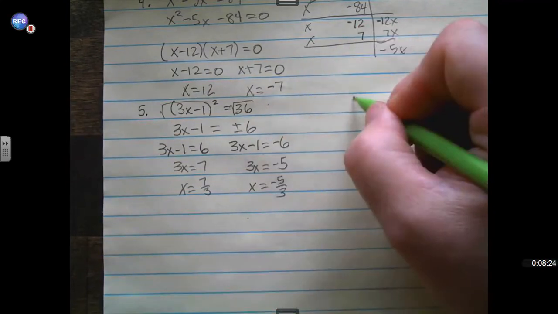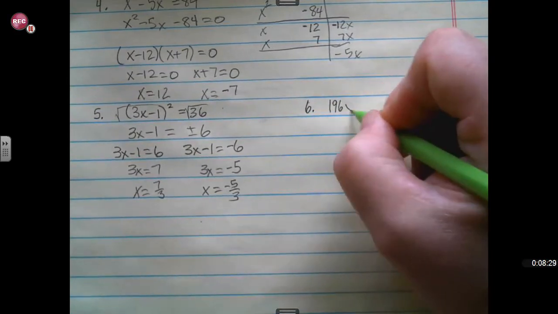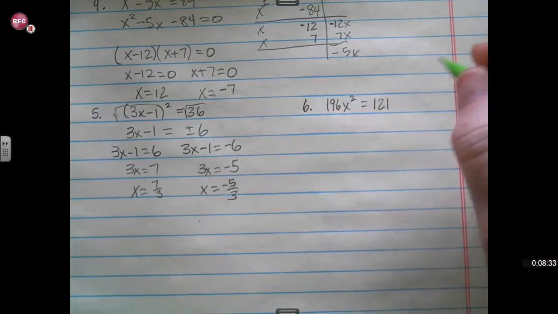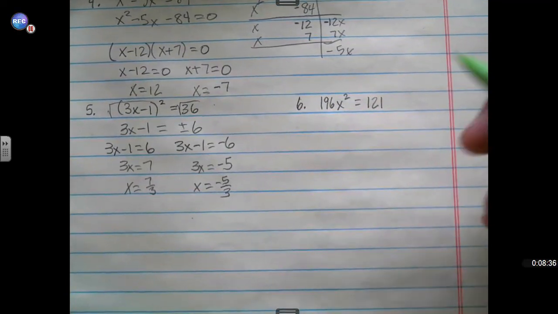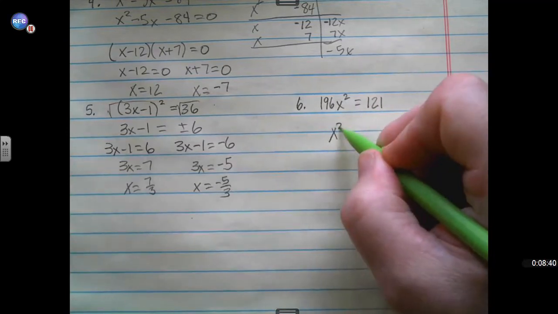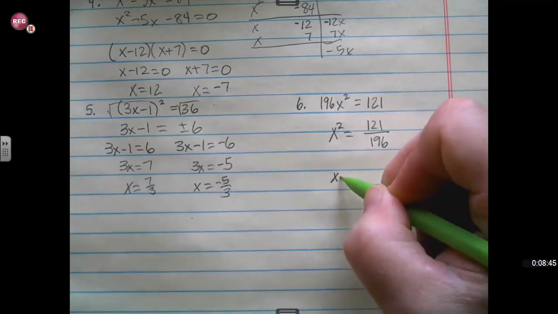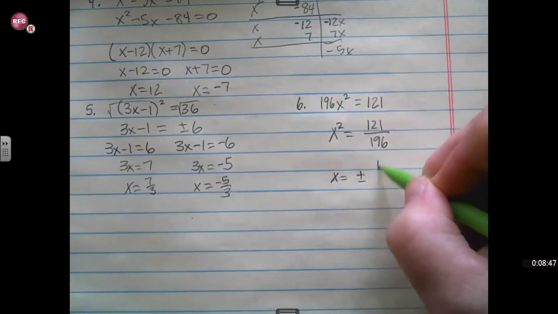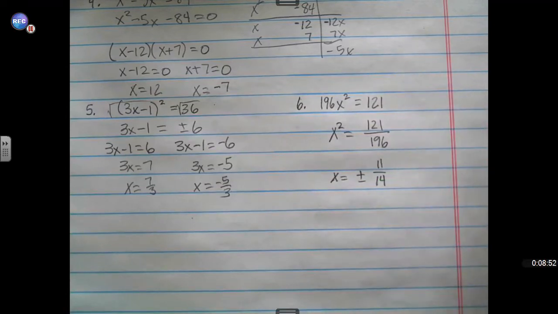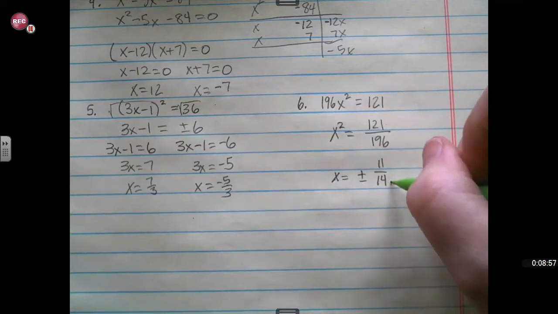And then number 6, we have 196x squared equals 121. Again, this is set up to take the square root of both sides, but I'd really rather the square root be by itself. So 121 over 196. And then I get plus or minus 11 over 14 is my answer. That's the square root of 121 is 11. The square root of 196 is 14.